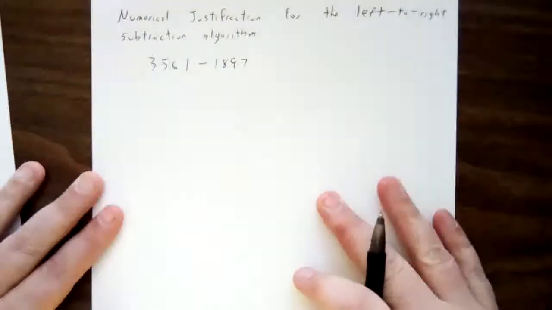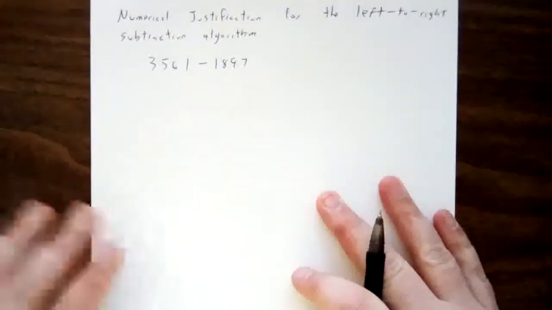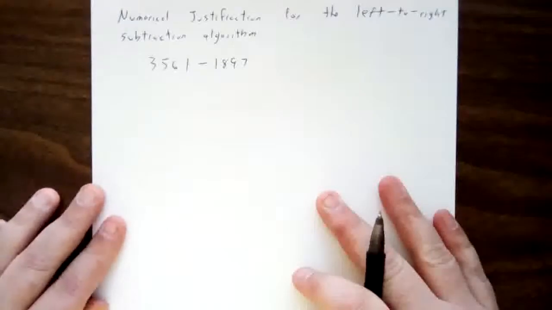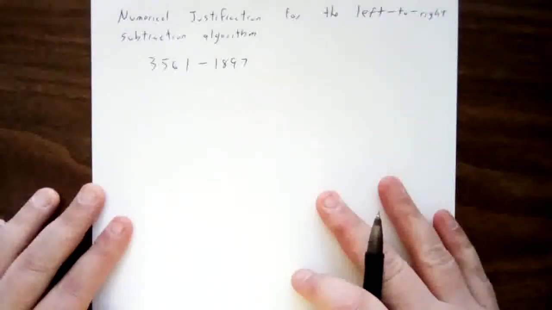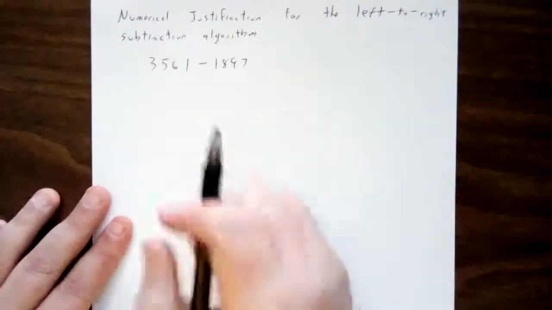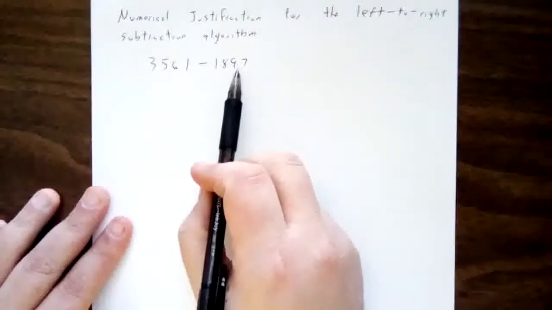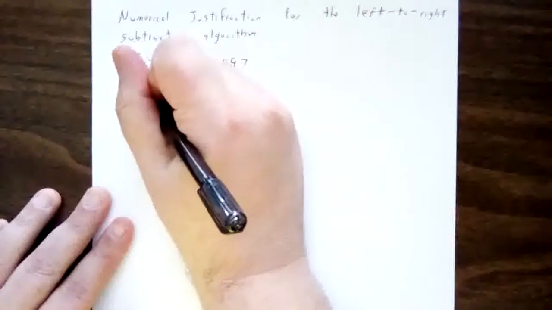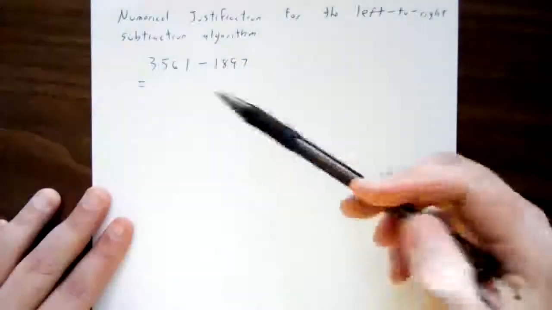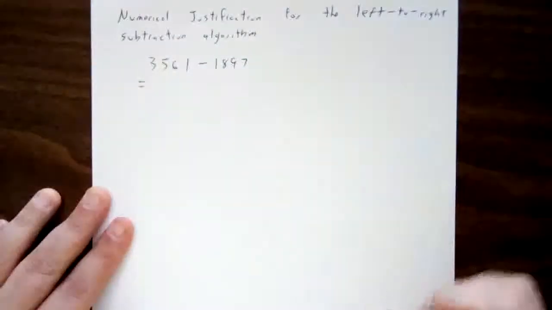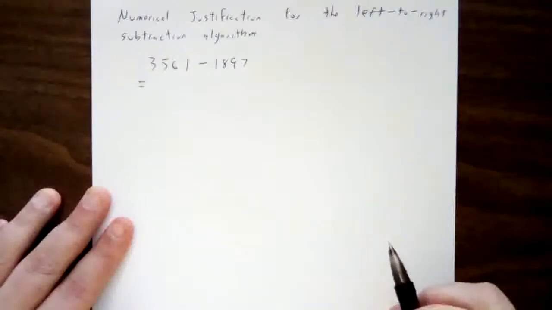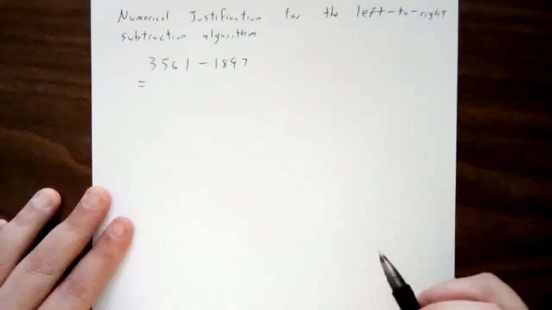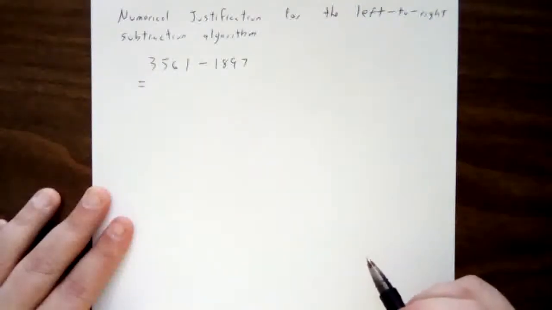In this video, I'm going to provide the numerical justification for the left-to-right subtraction algorithm that I used in the previous video. I'm going to start with my initial problem, 3,561 minus 1,897, and I'm going to demonstrate through my sequence of equalities here all of the steps that we did in the left-to-right subtraction algorithm and show how that led us to our final answer of 1,664.